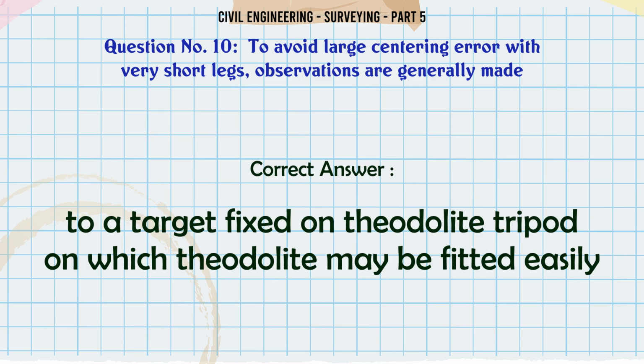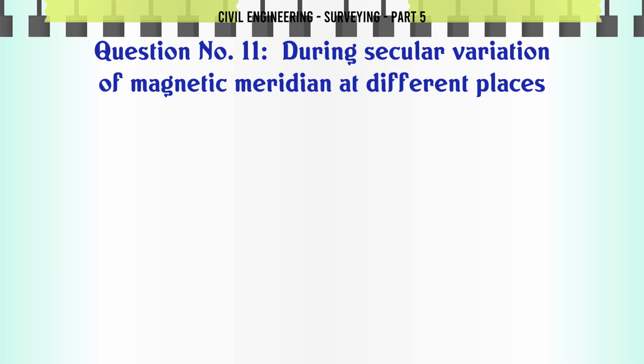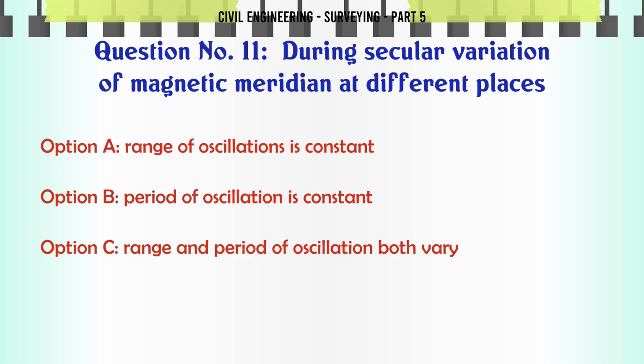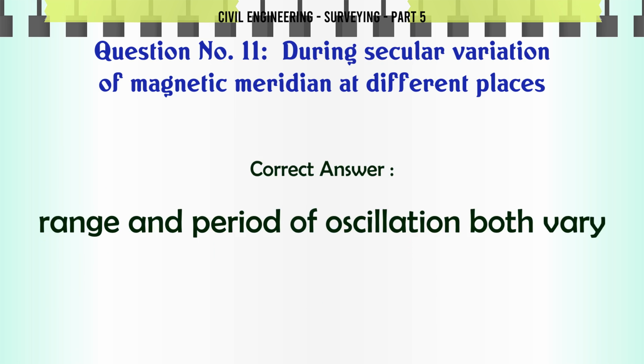During secular variation of magnetic meridian at different places: A. Range of oscillations is constant, B. Period of oscillation is constant, C. Range and period of oscillation both vary, D. Period of oscillation only varies. The correct answer is range and period of oscillation both vary.